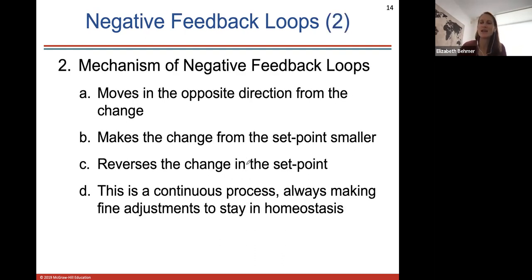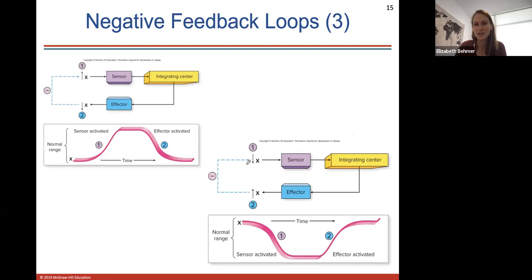So the mechanism of negative feedback is to move in the opposite direction from the change, because if the change is a really hot temperature, the negative feedback wants to bring you back to normal. So that's what going in the opposite direction means. It also tries to make the change from the set point smaller, reversing the change. And this is always a continuous process. It's probably going on right now in your body, always making little fine adjustments so that the inside of your body is always around normal parameters for all the variables.